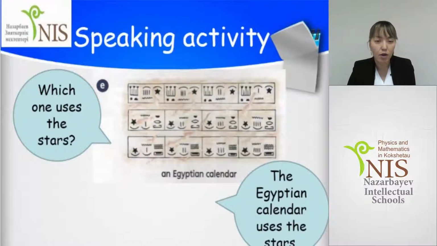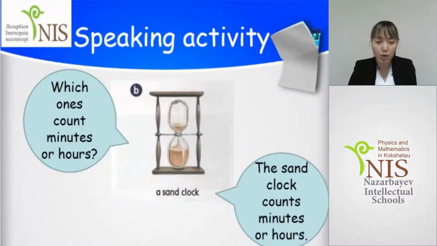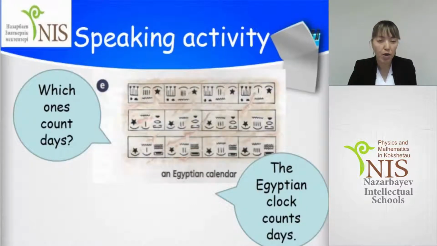Which one uses the stars? The Egyptian calendar uses the stars. Which ones count minutes or hours? The sand clock counts minutes or hours. Which ones count days? The Egyptian clock counts days.